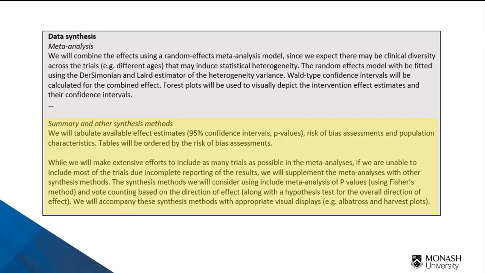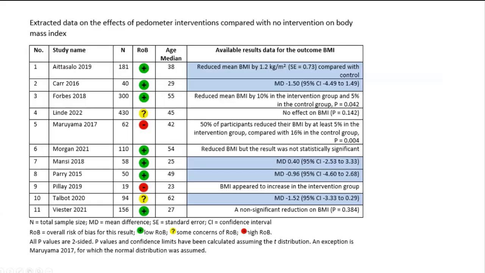So while we make extensive efforts to include as many trials as possible in the meta-analysis, if we are unable to include most of the trials due to incomplete reporting of the results, we will supplement the meta-analysis with other synthesis methods. The synthesis methods we will consider using include meta-analysis of p-values and vote counting based on the direction of effect. We will accompany these synthesis methods with appropriate visual displays. And I'm going to delve into this a little bit more. So that's what you could do in setting up your protocol. And let's have a look at the data.